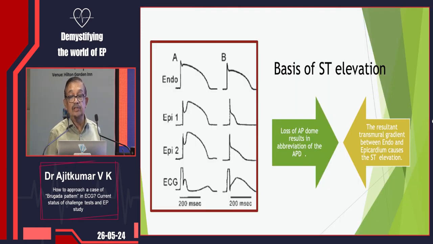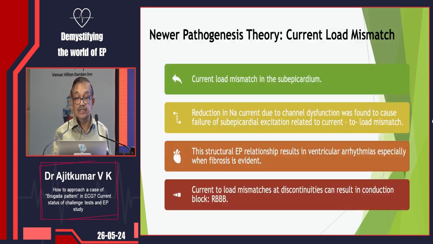So then what about the basis of ST elevation? The loss of the action potential dome in the epicardium results in abbreviation of the action potential, as seen, while this does not happen in the endocardium, and the resultant transmural gradient between the endocardium and epicardium results in ST elevation. Now, coming to a newer pathogenic concept of Brugada syndrome.